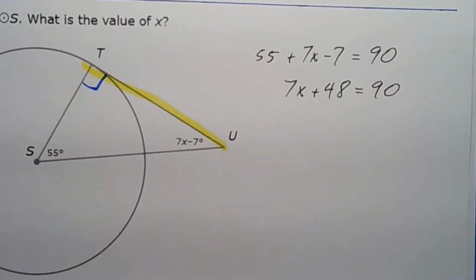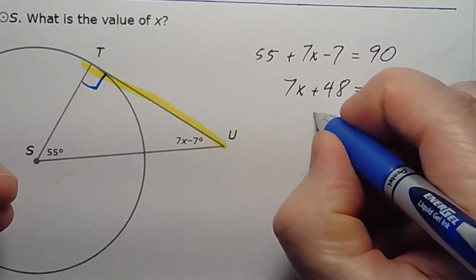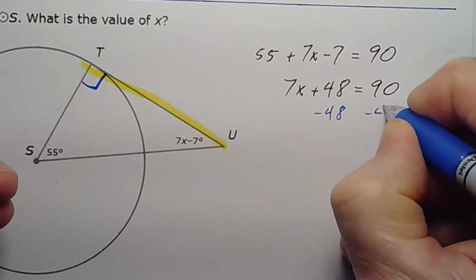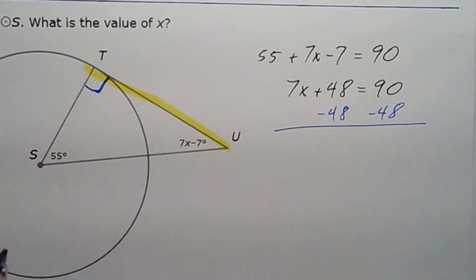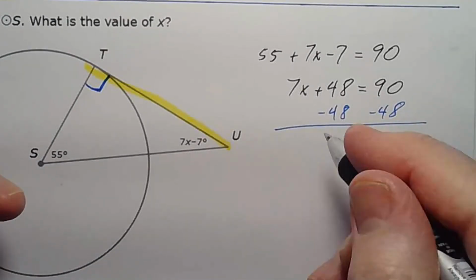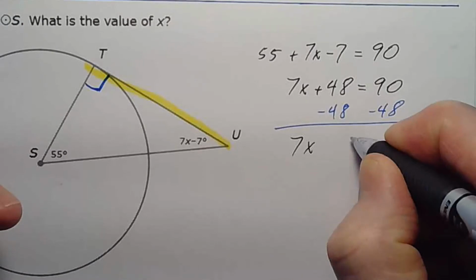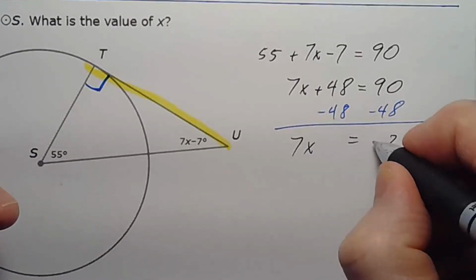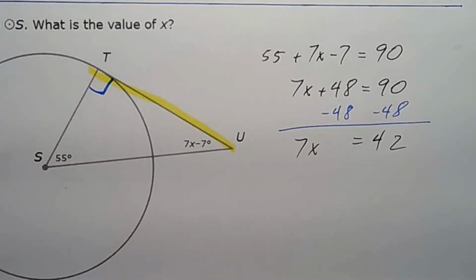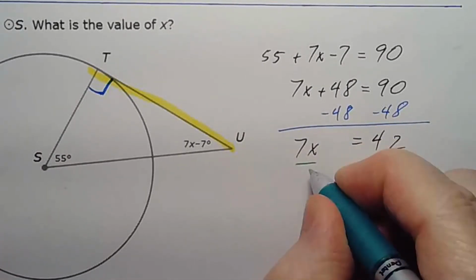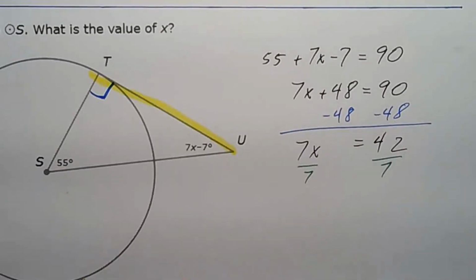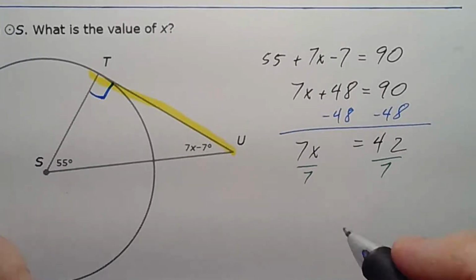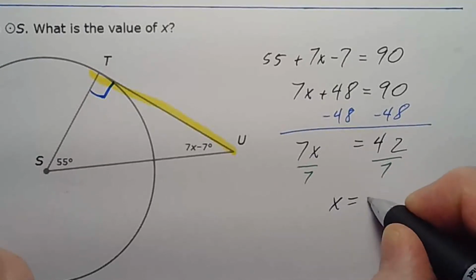Well, cool. Let's get rid of that 48, right? Minus 48, minus 48. Subtract that from both sides. Okay, and so sure enough, I end up with 7x equals 90 minus 48, which is 42. Hey, I know, let's get rid of the 7 this time, all right? Divide by 7, divide by 7. Cool. And finally, we get x equals 6.